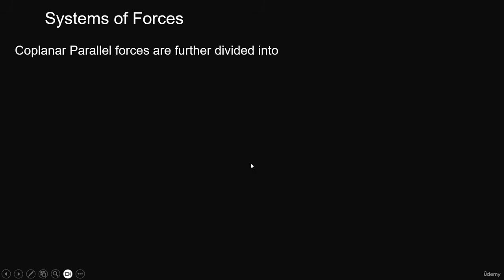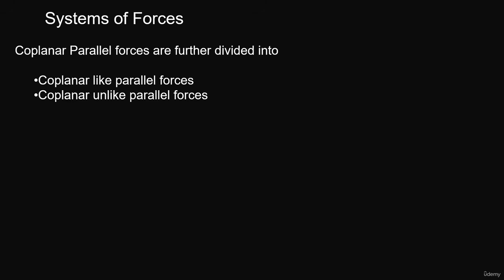Next, we have got coplanar parallel forces, which are further divided into coplanar like parallel forces and coplanar unlike parallel forces. So in like and unlike, the forces are definitely going to be parallel. It's just that the orientation of forces would be opposite. The forces are going to be separated by an angle of 180 degrees in case of unlike. Whereas in like, the forces will be directed towards the same axis, and here the phase between the forces will be 0 degrees.